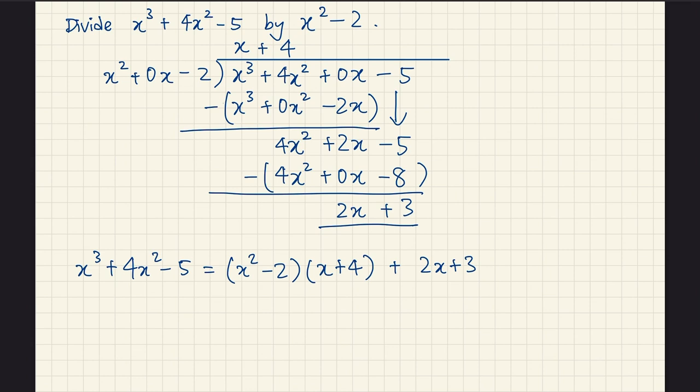Alright, so just to round up, this is the dividend, this is the divisor, and the quotient and the remainder.